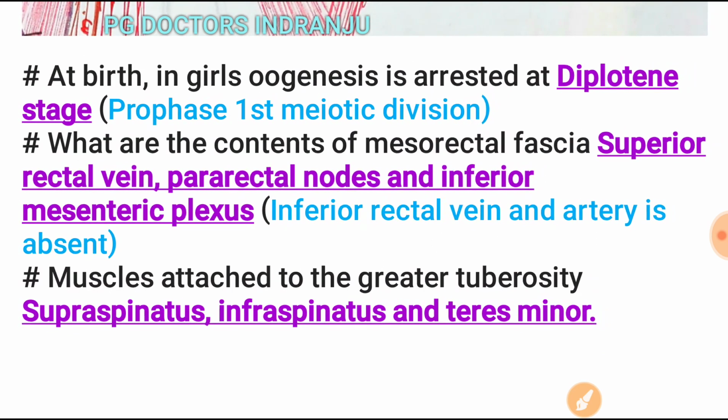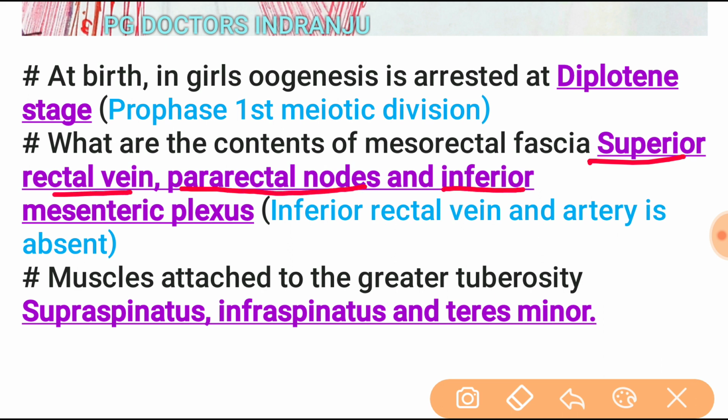What is the content of the mesorectal fascia? The contents of the mesorectal fascia are the superior rectal vein, pararectal nodes, and the inferior mesenteric plexus. But the spared structures are the inferior rectal vein and inferior rectal artery.